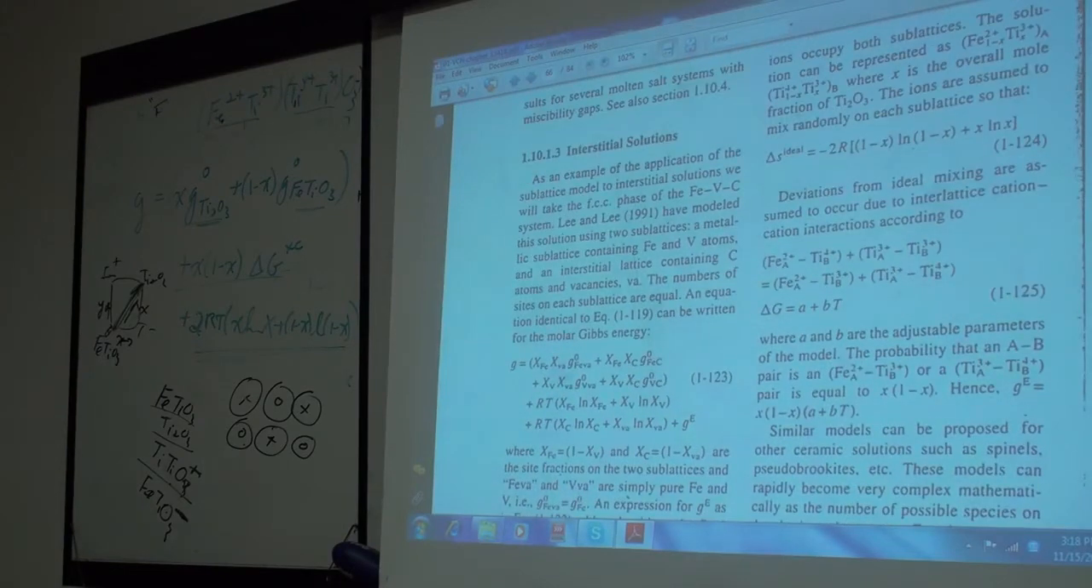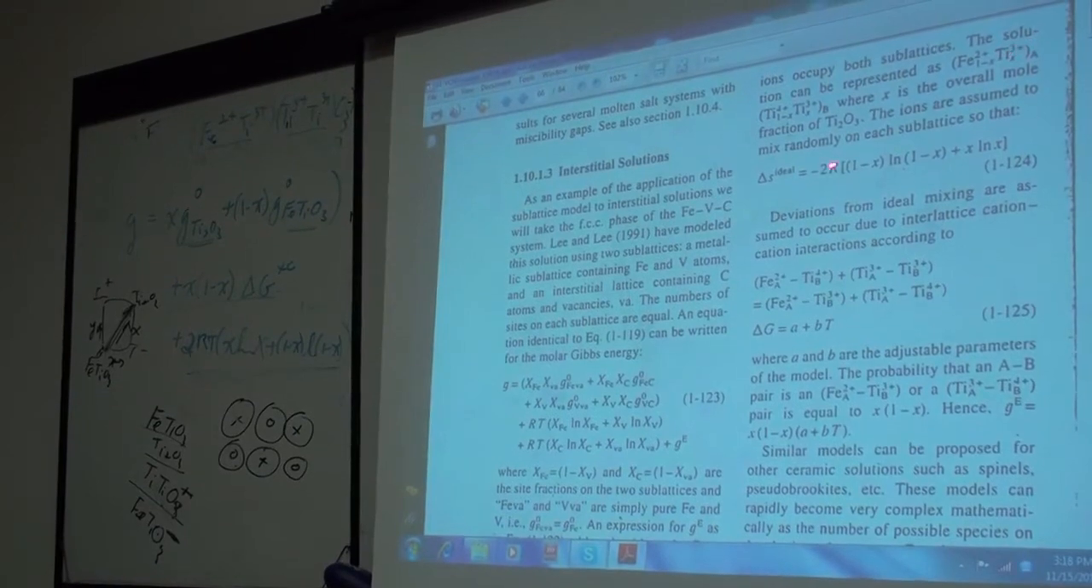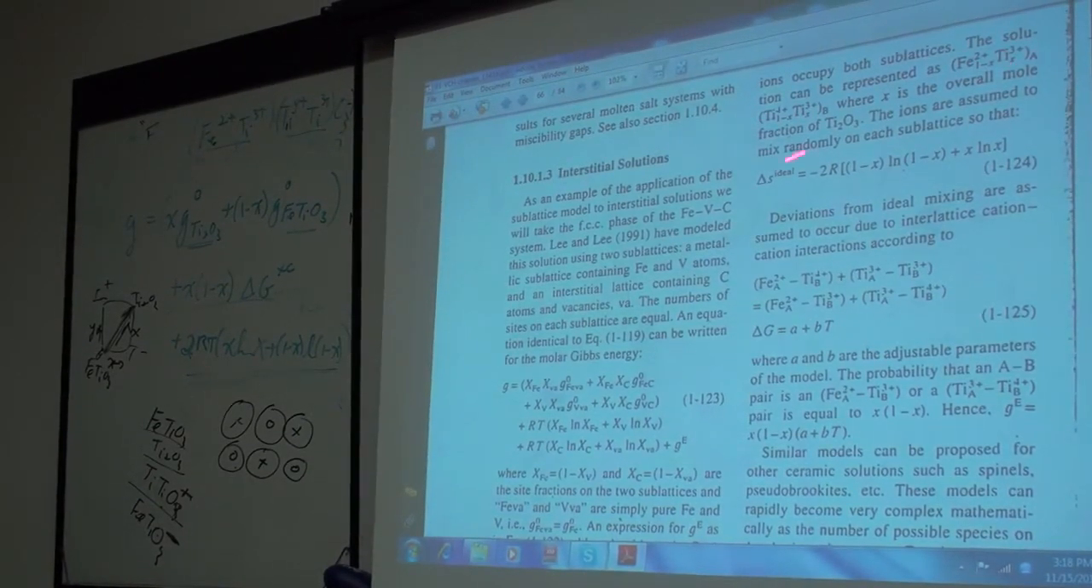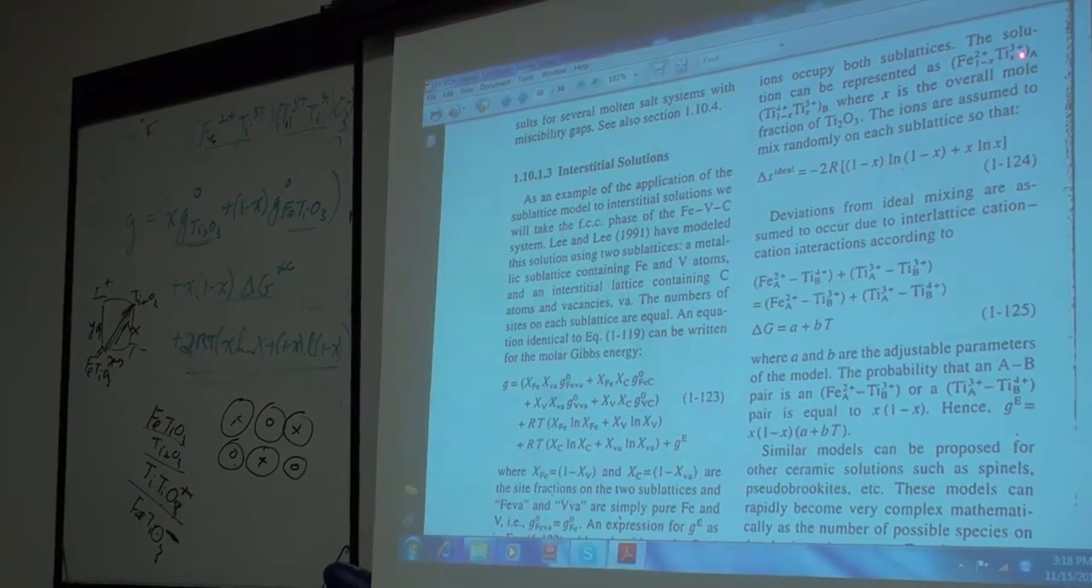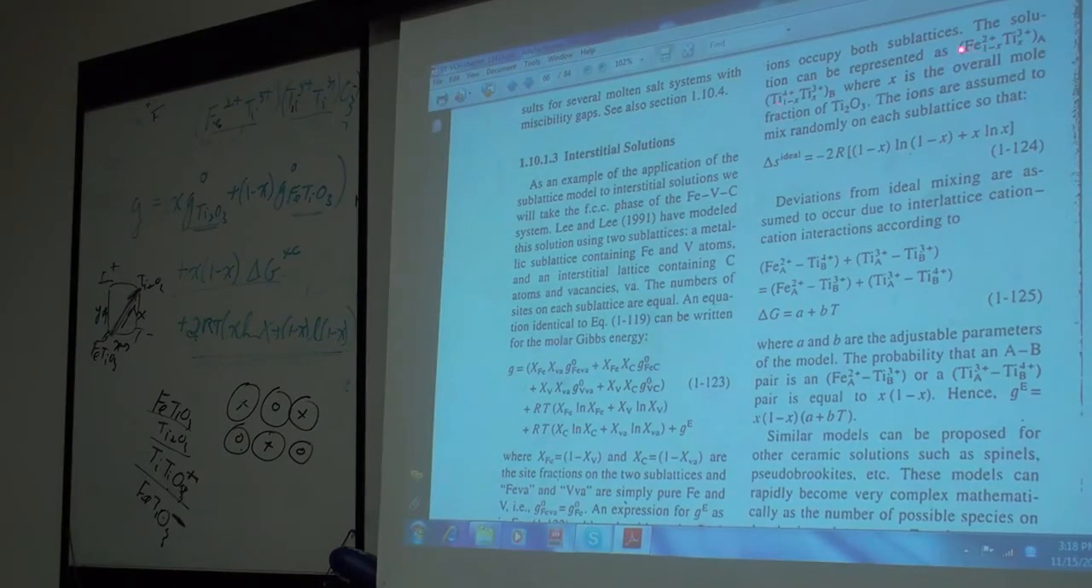You see how it gets complicated when you don't use the compound energy formula. The composition of this is 1 minus X, X. This is 1 minus X, X, because every titanium 3+ is going one thing here and one thing here. When you take FeTiO3 and add Ti2O3, you're adding one titanium 3+ to this lattice and one to this lattice, so it's 1 minus X, X on each. The probability of a 2+, 4+ nearest neighbor pair is 1 minus X squared. The probability of a 3+, 3+ pair is X squared. The probability of a 2+, 3+ pair this way is X times 1 minus X, and so on.